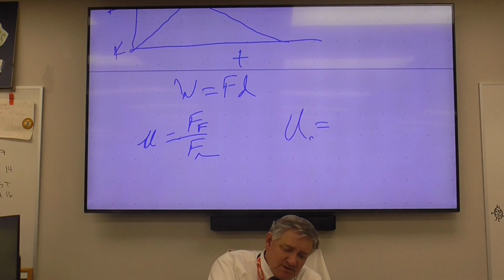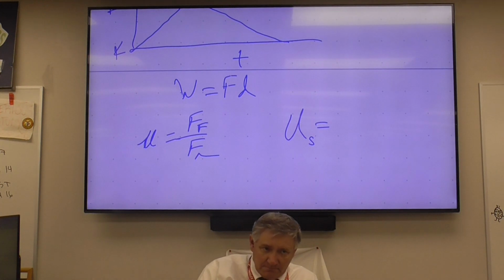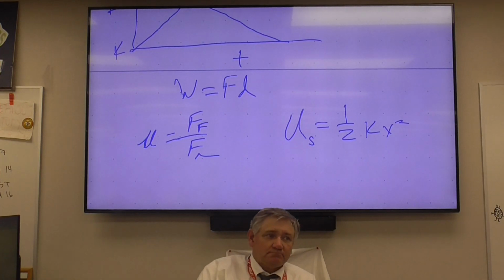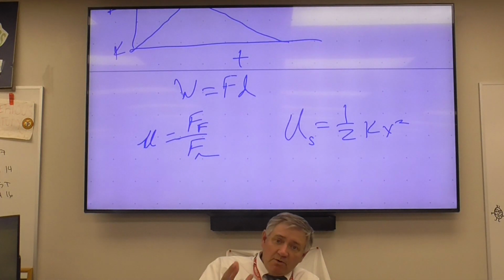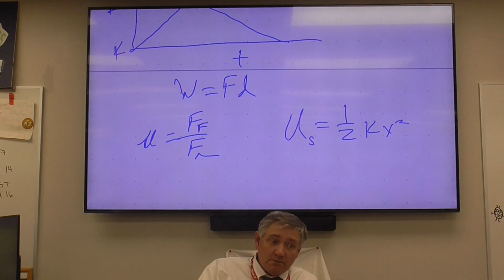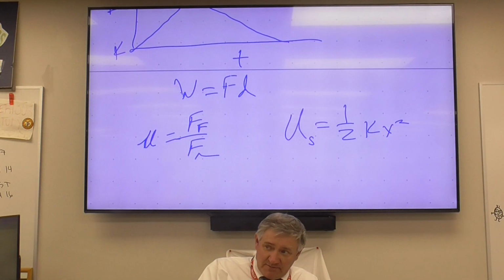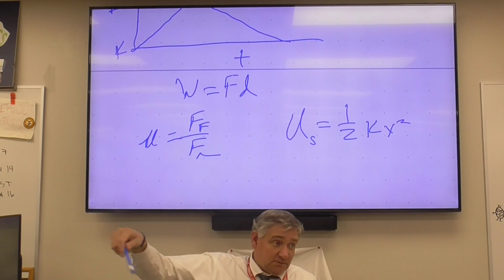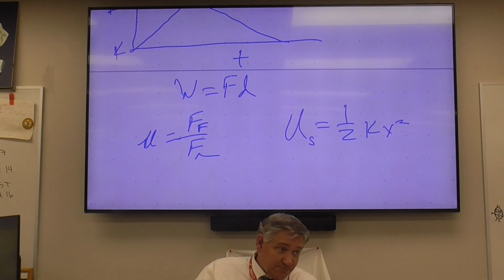So let's talk about that energy. The energy stored in the spring is going to have what form? One half kx squared, right? So if I double the distance that it's compressed, what would happen to the amount of energy? It's going to increase by a factor of 4, because it's 1/2 kx squared, right?